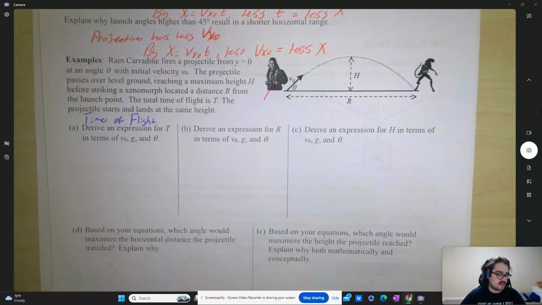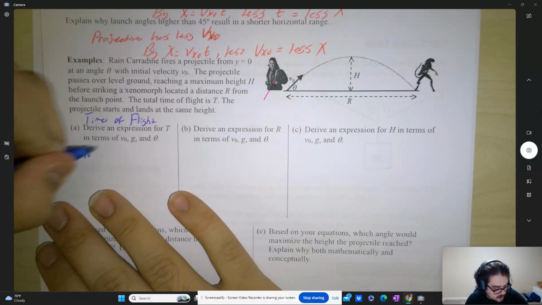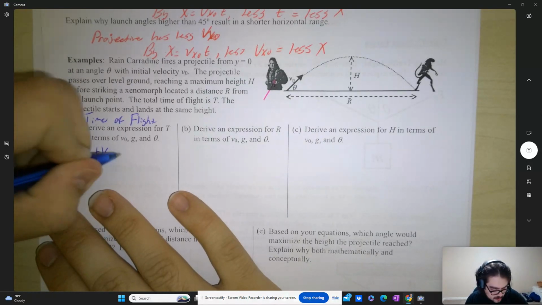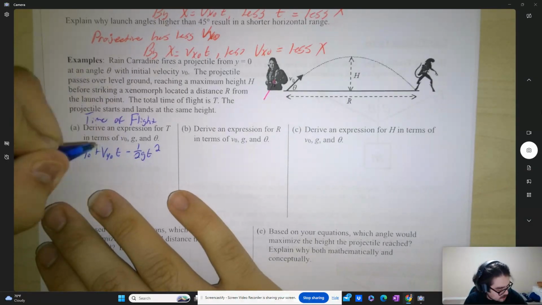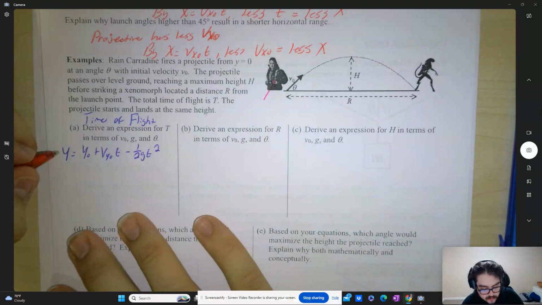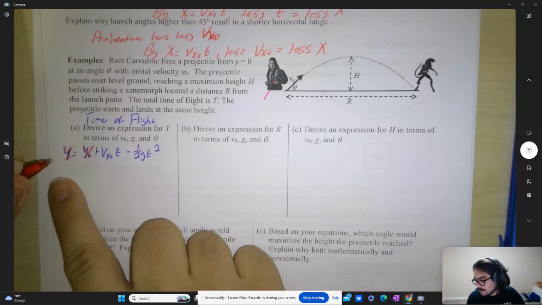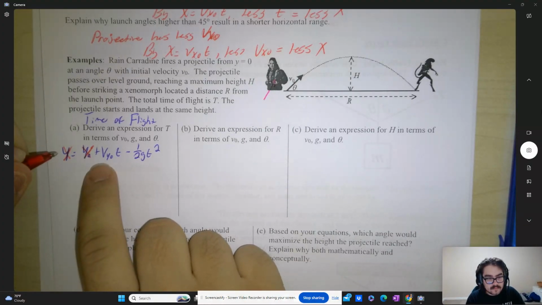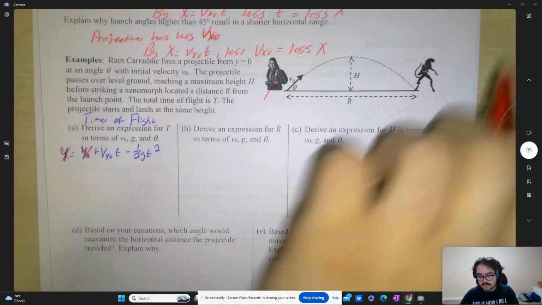So to get the time of flight, we can start with our y position equation: y equals y naught plus vy naught t minus 1/2 g t squared. But our initial and our final launch heights are both going to be 0. Everything else is perfectly fine.